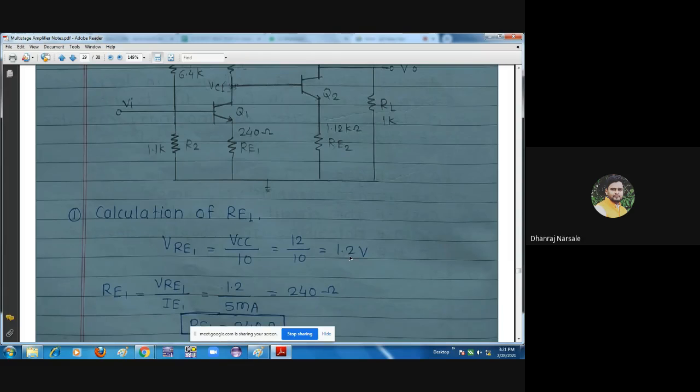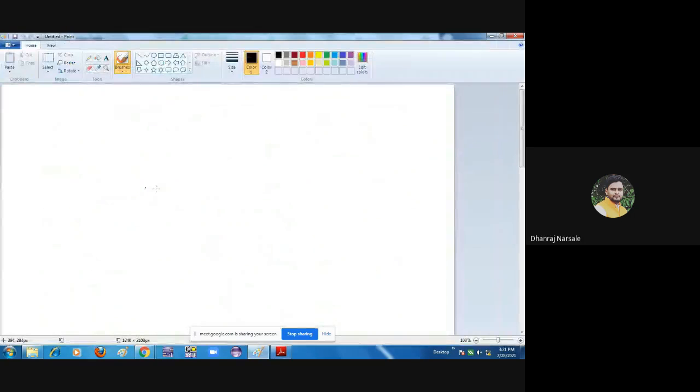Up to this all of you clear? Understood everyone, how to calculate the value of VRE1 according to design guideline. VRE1 is the 1/10 of VCC, so 12 divided by 10 is equal to 1.2 volt. Then we have to calculate the value of IE1. We know the basic relation between collector current, emitter current, and base current. What is the basic relation between that? What is the basic relation we say between collector current and emitter current?